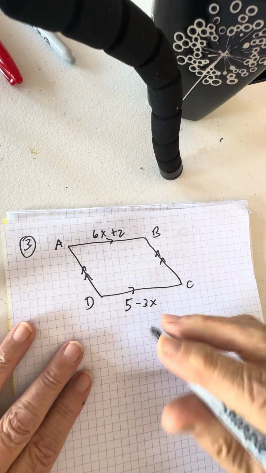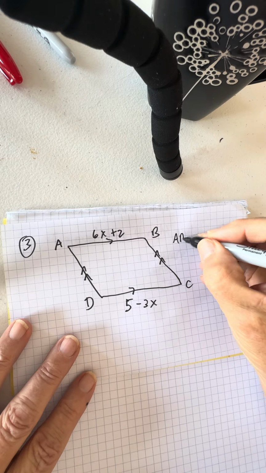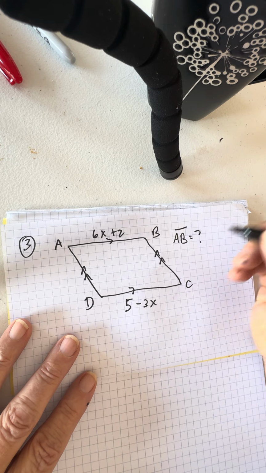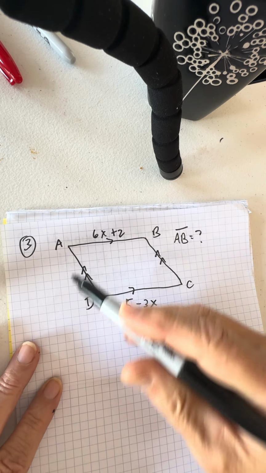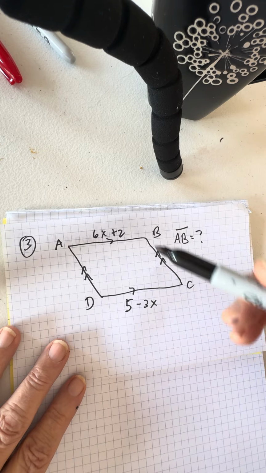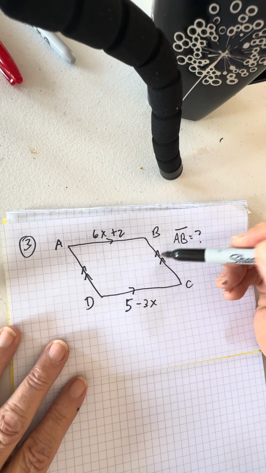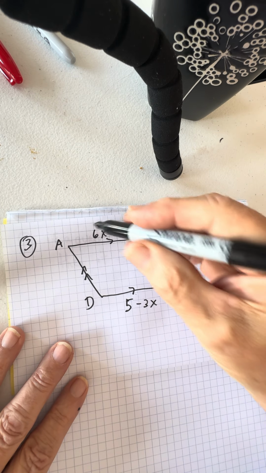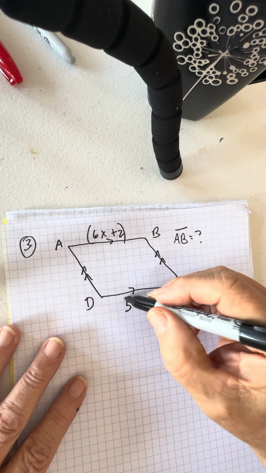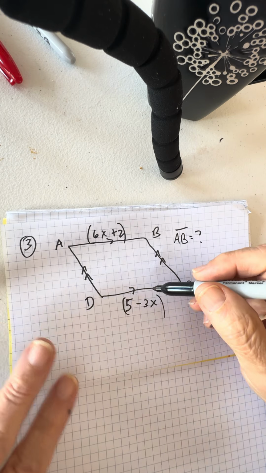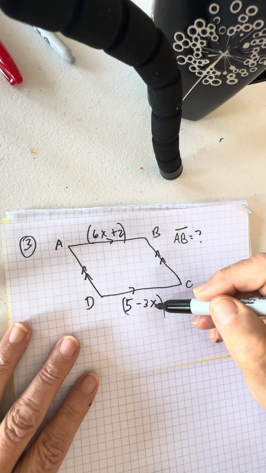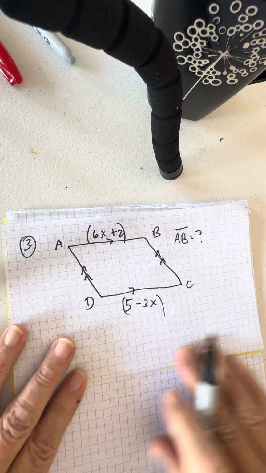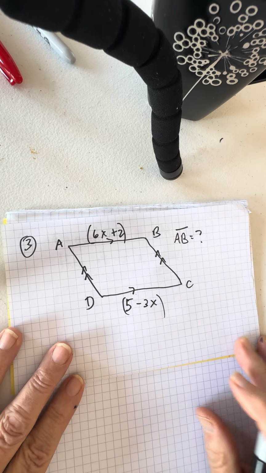Question number 3 is asking us to find the length of AB. And I recognize that this is a parallelogram because I have 2 pairs of opposite sides parallel. So I can set these 2 things equal to each other to find x. And once I do that, I can substitute x here or here, and that will tell me what AB is.